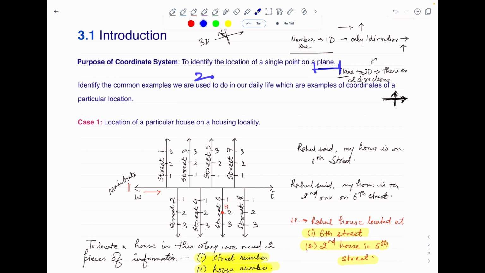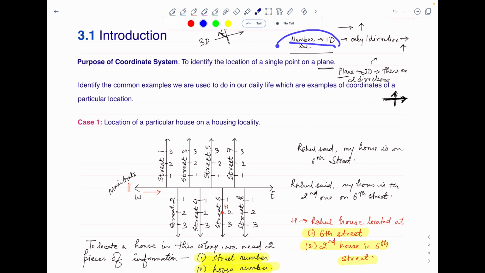A plane is a 2D surface. What is a plane? A plane is a 2D surface which is flat, and can extend in all directions to infinity. That is a plane. So in that plane, to find the location, we use a coordinate system.